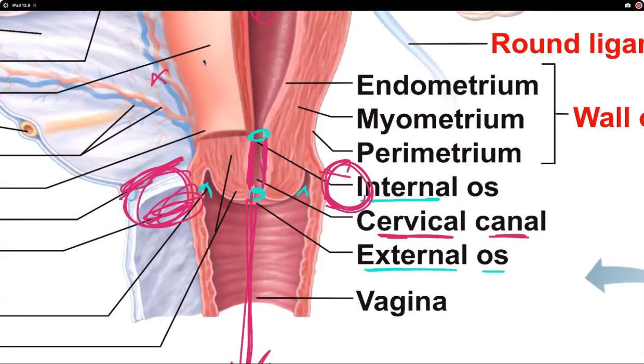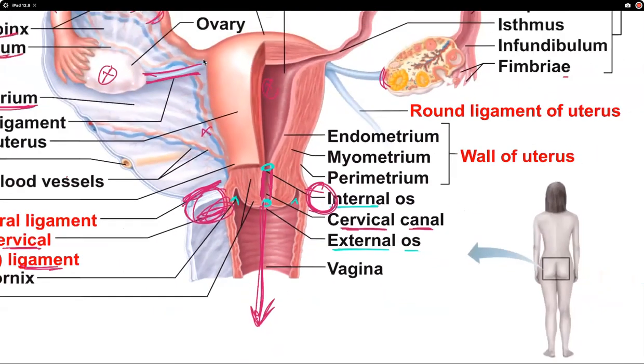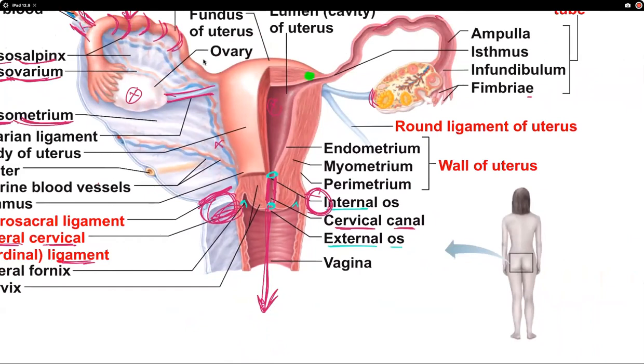Cervical canal. So again, what are we looking at? We're looking at the different parts of the uterus. We've got the fundus, body of the uterus, cervix. The cervix has internal os, external os, and cervical canal. If we have a cut section in the wall of the uterus, we're gonna see that the wall of the uterus is formed of three layers.